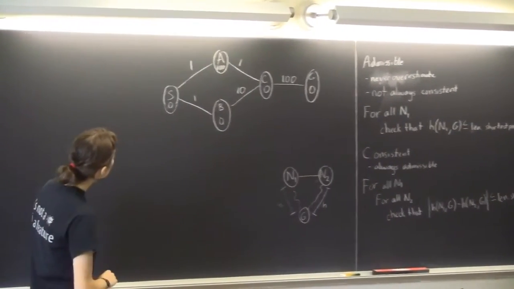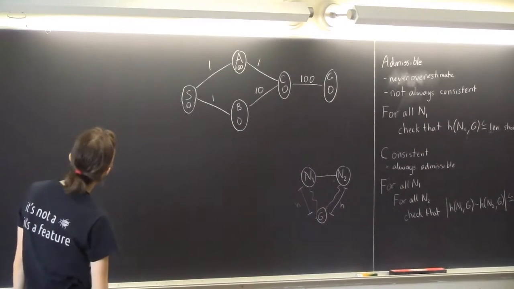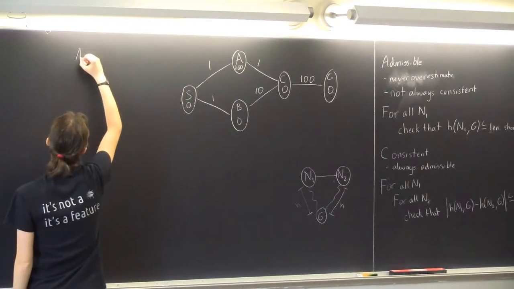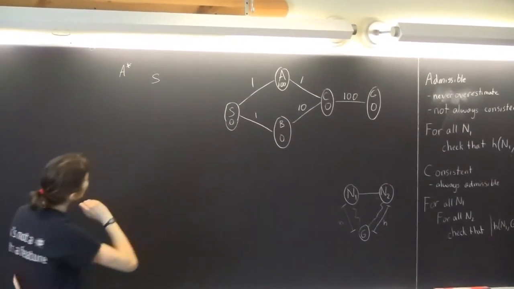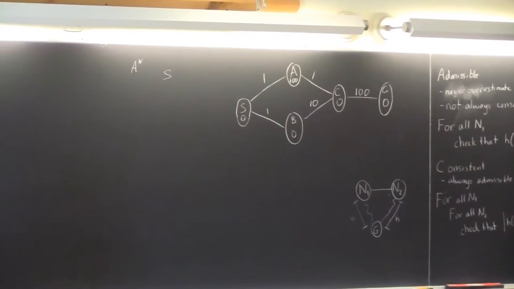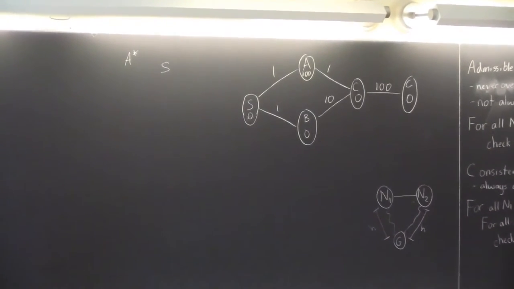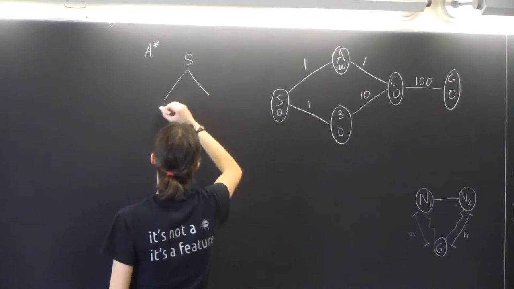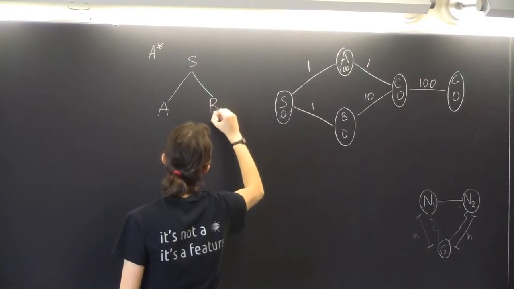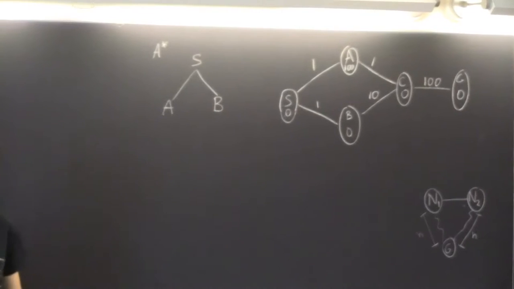So let's see what happens if we're doing A star on this graph. We're going to start at node S. If we extend node S, where can it go? A or B. Then how do we decide which one to extend next?